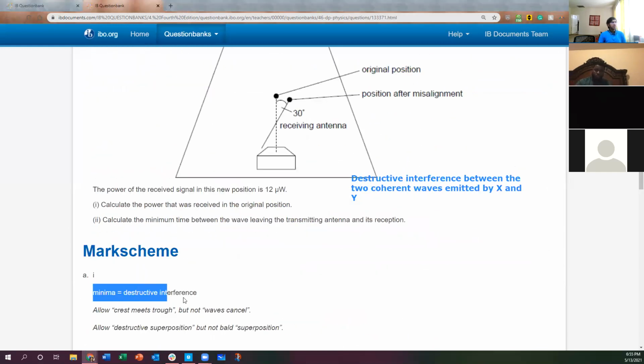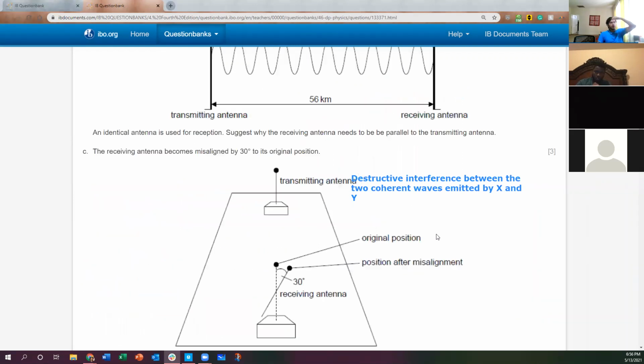They're saying minima equals destructive interference. So in this case, all you had to say was destructive interference. I would specify between the two coherent waves, because otherwise, what does that even mean? But as you can see, you just need to have a good understanding of what's going on, and once that happens, you can get the point very easily. You also don't get points for just saying superposition. You have to actually say destructive superposition. And you can't say waves cancel either. That's very broad. So make sure you're good with that.